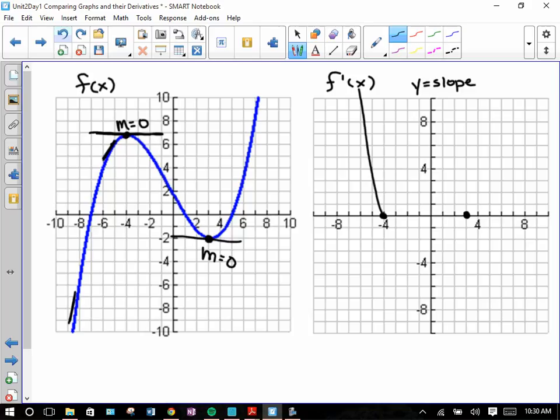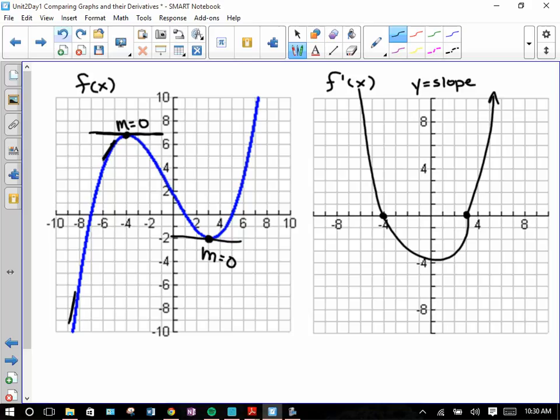Now, what about here? My slopes from x equals positive 3 to infinity are all going to be positive. So I know that from here to here, my slopes are going to be negative. And then once I get to here, these slopes are going to start going up again and be positive.